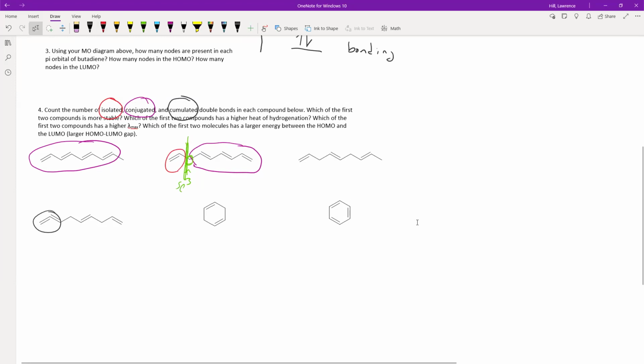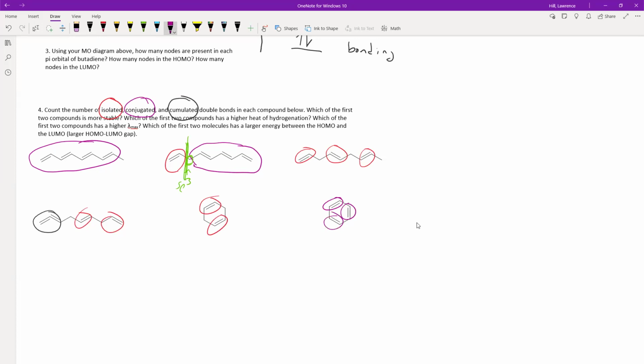So getting back to the problem at hand, what's going on over here? This is isolated, and this is isolated. All of those are isolated. These 2 are isolated. These 2 are isolated. And then all of these are conjugated. So all 3 of these are conjugated.